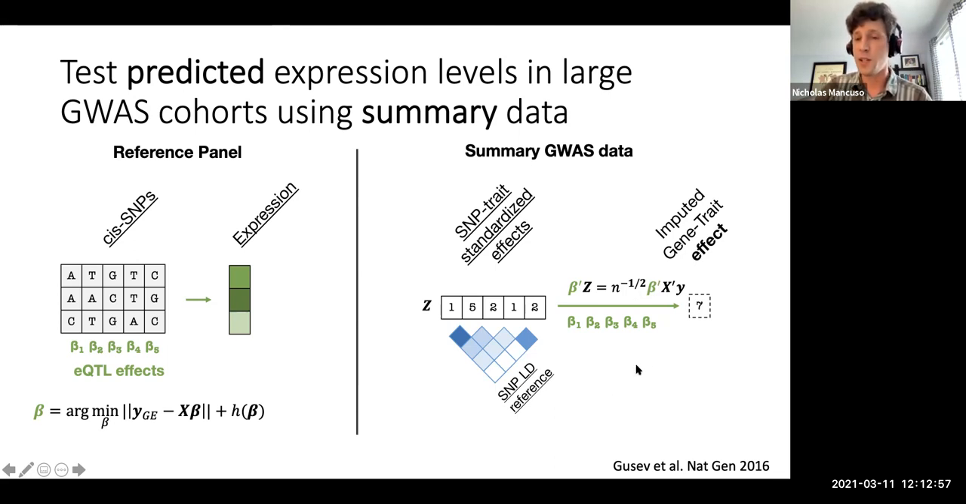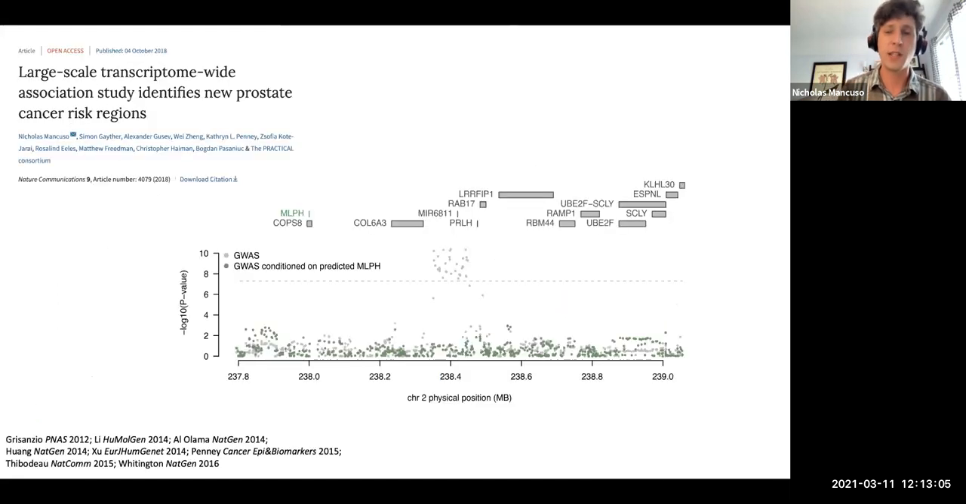The issue here is that LD needs to be taken care of, but this can be dealt with through external reference panels like 1,000 Genomes. Right, and so the nice thing about this is now you can just build your predictive database, download some summary statistics, and apply it, right?